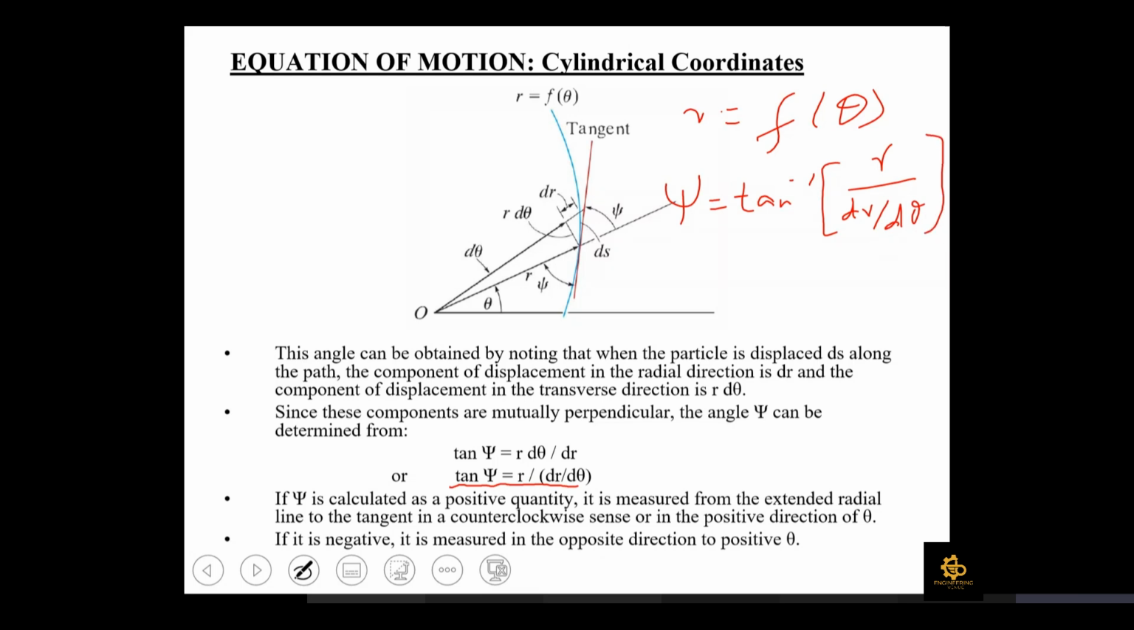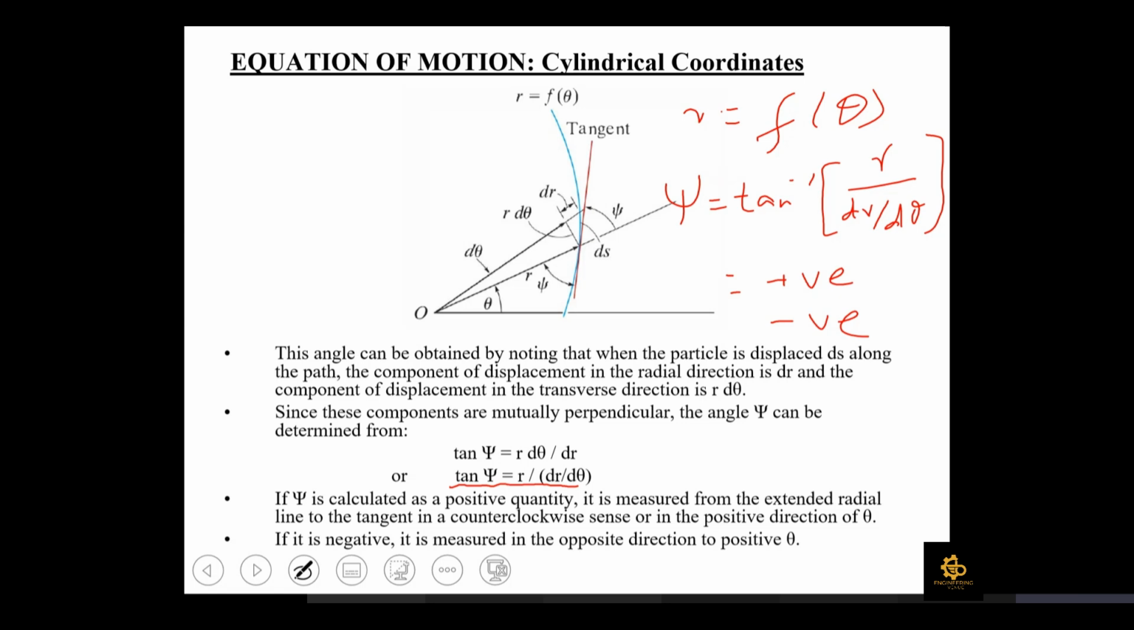Now, once you determine psi from this formula, after putting in the values of r and dr by d theta for this particular instant, if psi comes out to be a positive quantity, then it means that the tangential axis lies from the r-axis in a counterclockwise direction at that angle. Similarly, if psi comes out to be a negative quantity using this formula, then it means that the tangential axis lies in a clockwise direction at that angle from the r-axis.